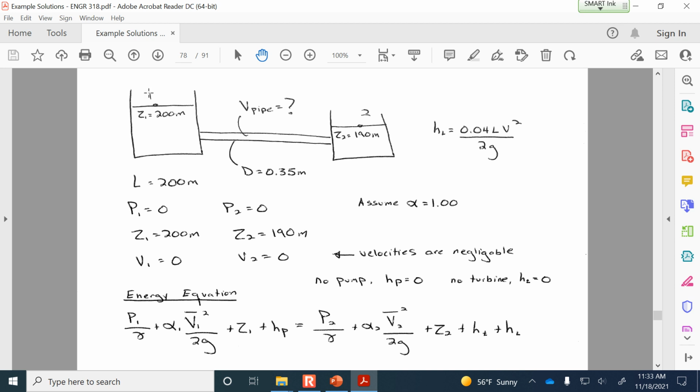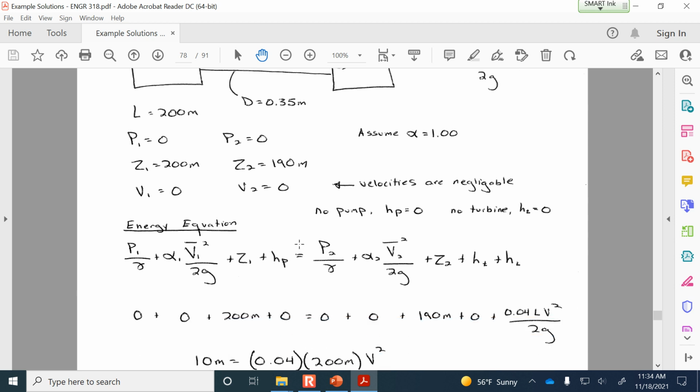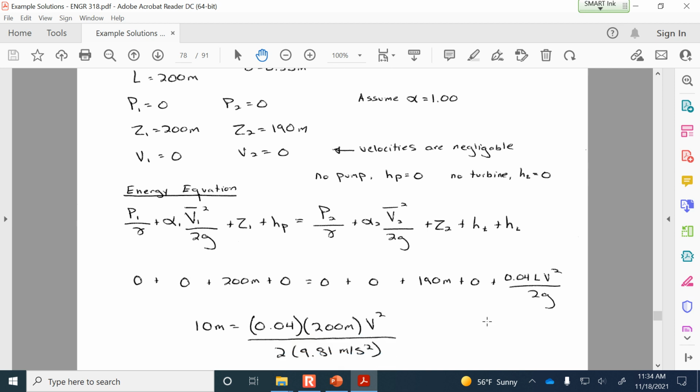So you can see the assumptions I've made here about the velocities and pressure at the surface of the tank, and how that substitutes into each of the terms of the energy equation. And it's a 10-meter elevation difference that's driving the flow. So we need to solve for V squared.